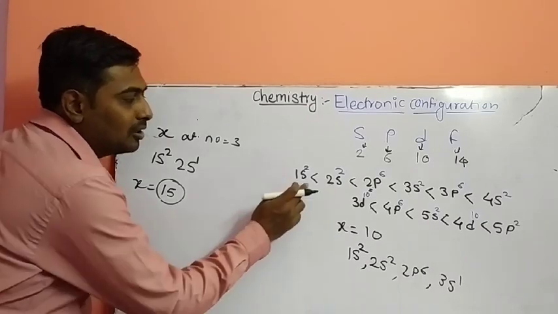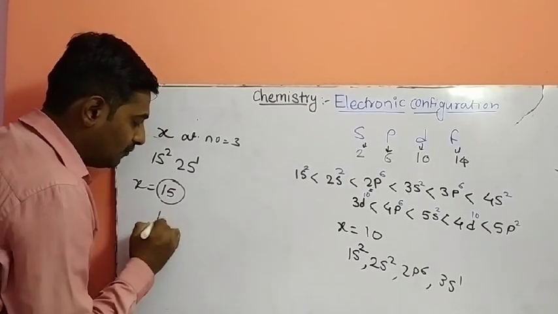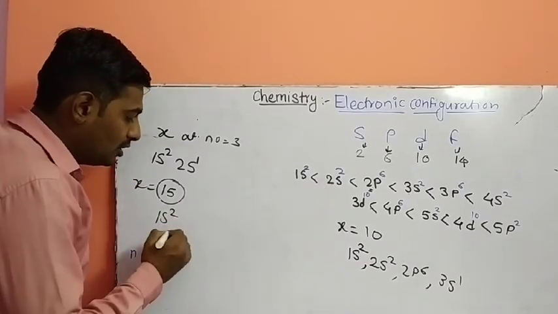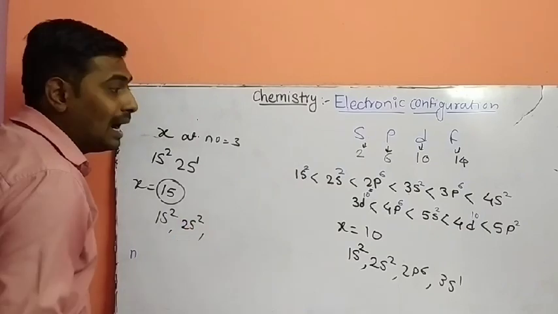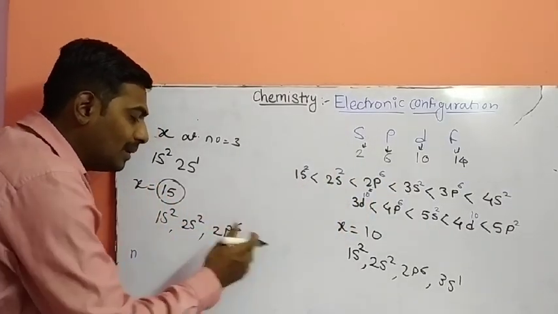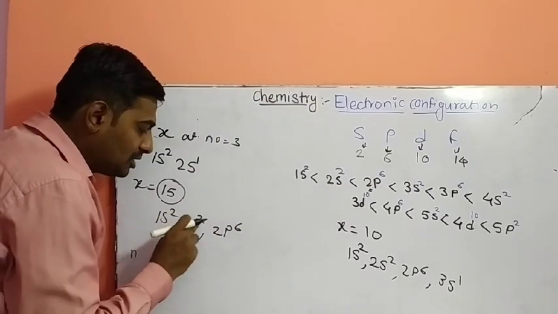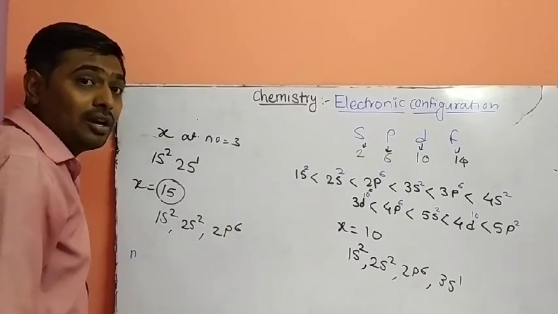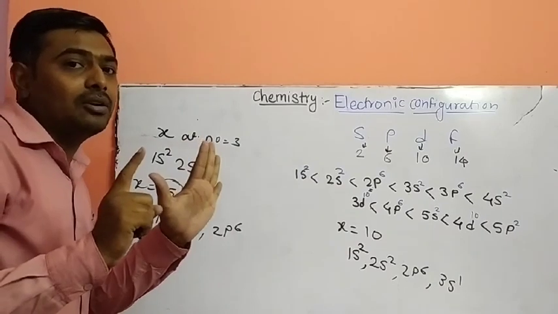First of all, electrons enter this orbit, you will get 1s2. After that, electrons enter the 2s orbit, you will get 2s2. After that, electrons enter the 2p orbit, 2p6. How many electrons have been completed? 2 plus 2, 4 plus 6. It means 10 electrons are completed. How many remain? 5 electrons remain.